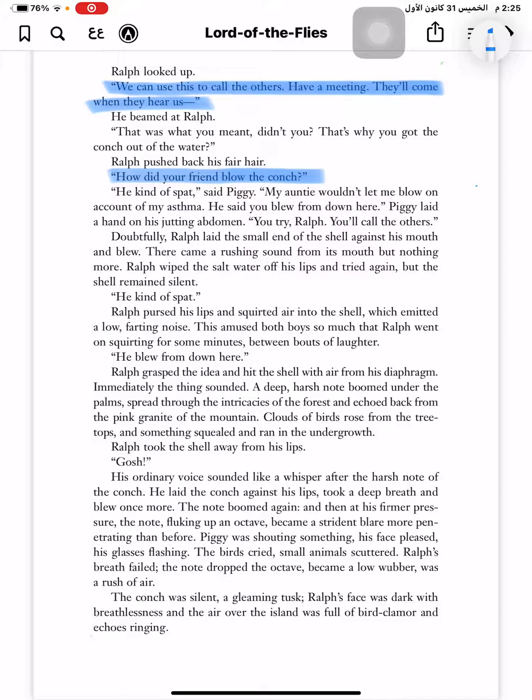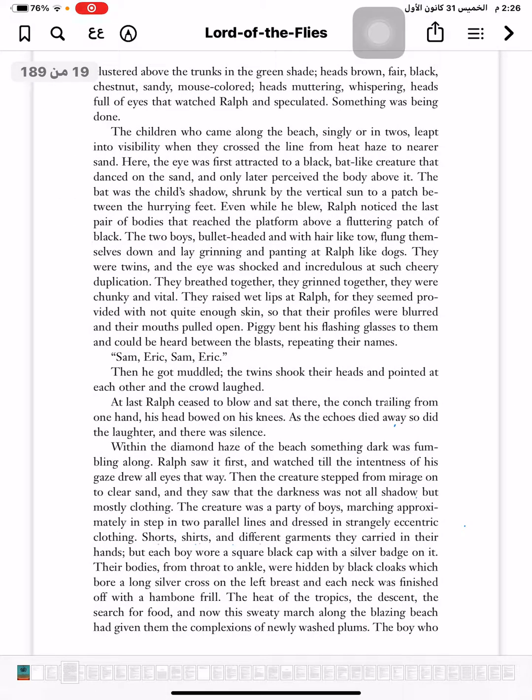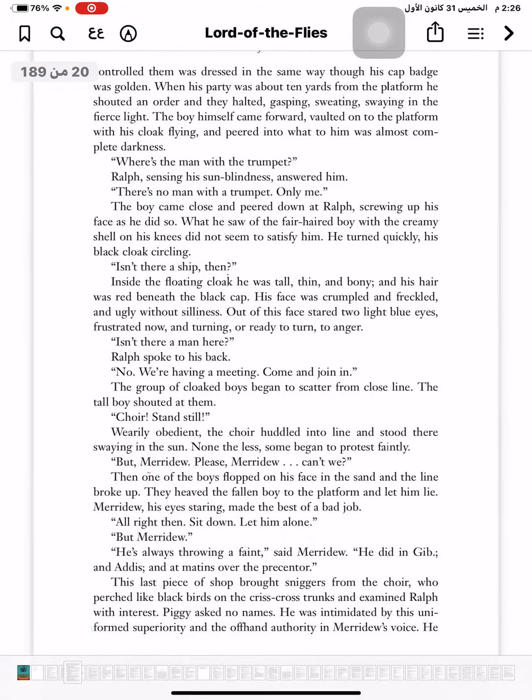After the arrival of all the other boys, when they hear the sound produced by the conch, a very important interaction happened between Ralph and Jack. So let's see the type of the interaction between the two and how Jack interacts with the other boys.